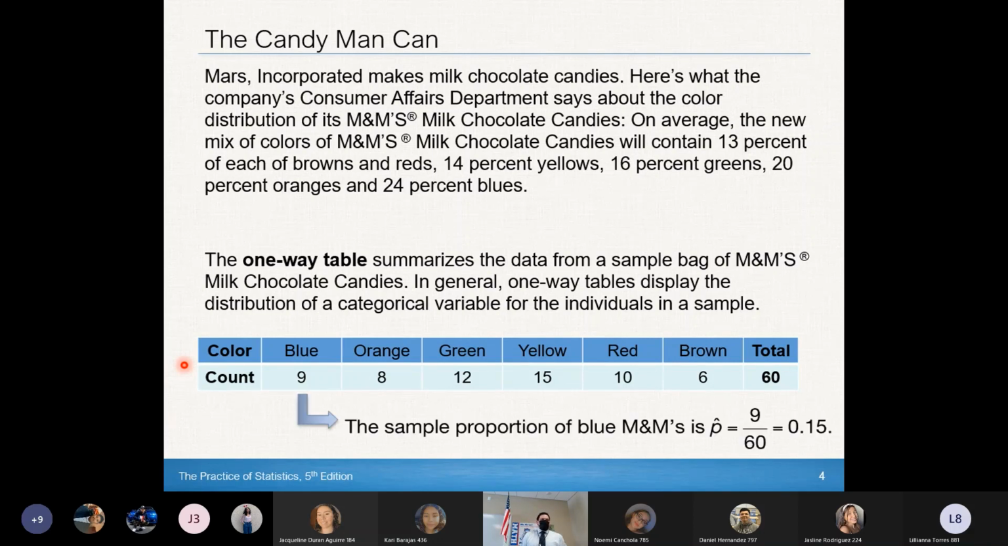If we wanted to, we could find the sample proportion of blue M&Ms, which is p hat equaling 9 over 60 equals 0.15. This is 9 divided by 60.